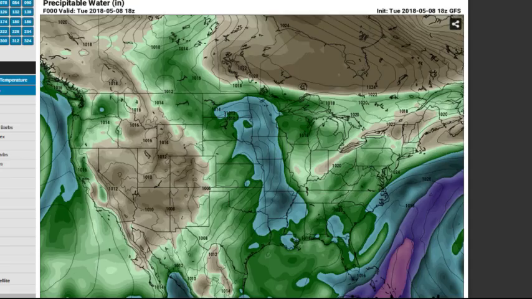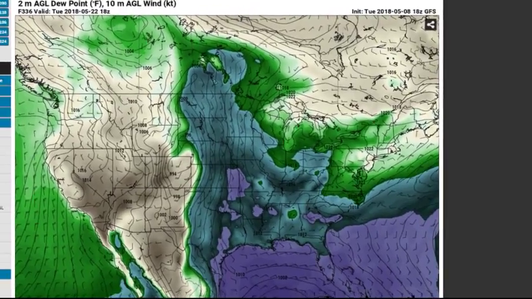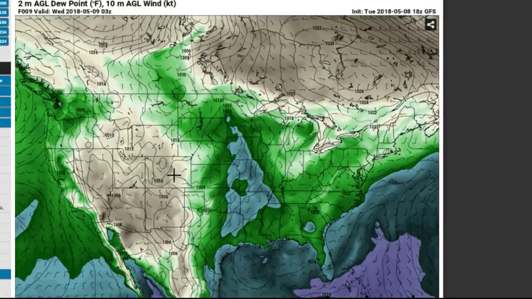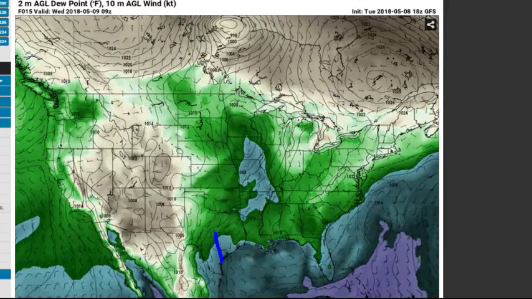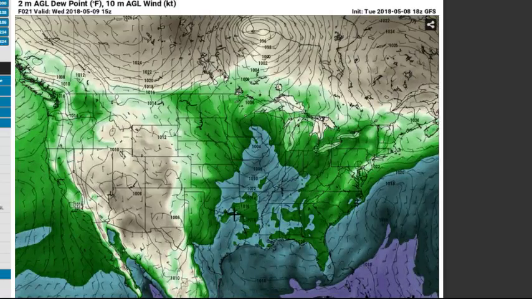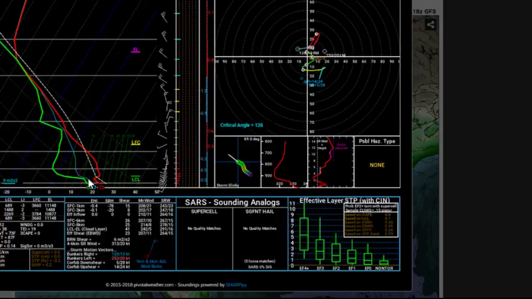Go to the GFS, and we'll bring up the dew point and see how things look over the next couple of days here. Let's see, going into Wednesday, you can see the moisture coming up into Texas. It is a bit weak. This is all 50s dew points. So we'll start getting some 60s up there in Texas, kind of shallow. We'll bring up a sounding there. You can see just how shallow that moisture is right there.